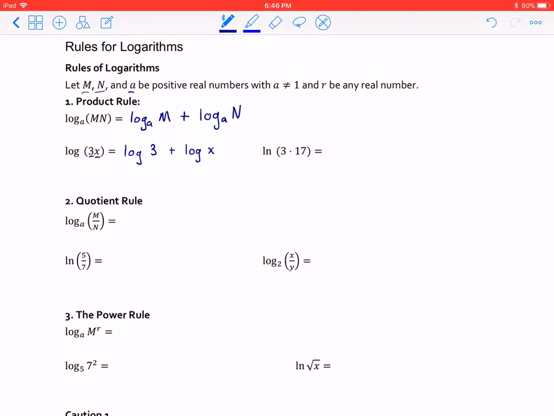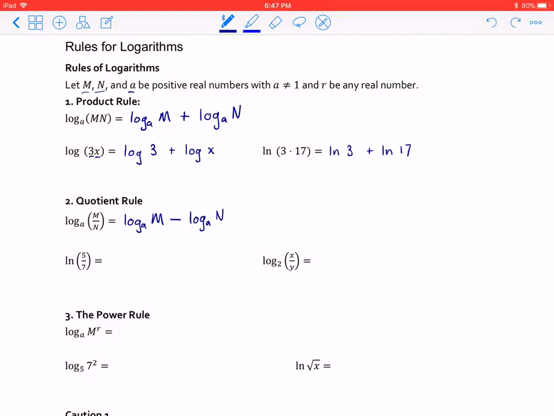In the second example, we have ln, which is again log of base e. So we have ln of 3 plus ln of 17. Again, notice the relationship to the rules of exponents, that when we have multiplication, it turns into addition. Okay, now we have the quotient rule. And if we're following the same pattern, if we want to write this in terms of two logarithms, you would have log base a of m minus, because of the quotient rule, log base a of n. It's important to note that whatever's in the denominator, that is going to be the negative logarithm.